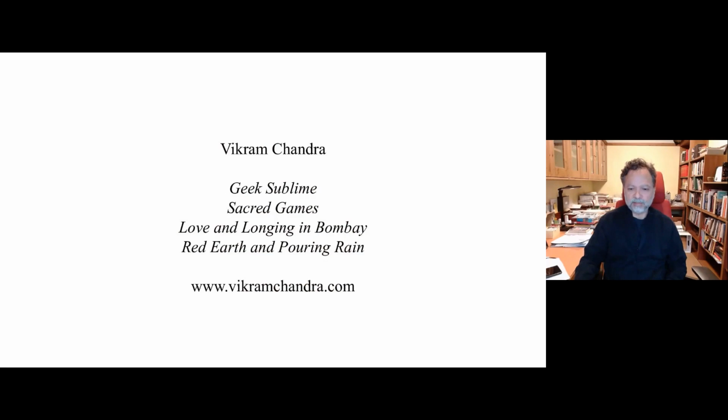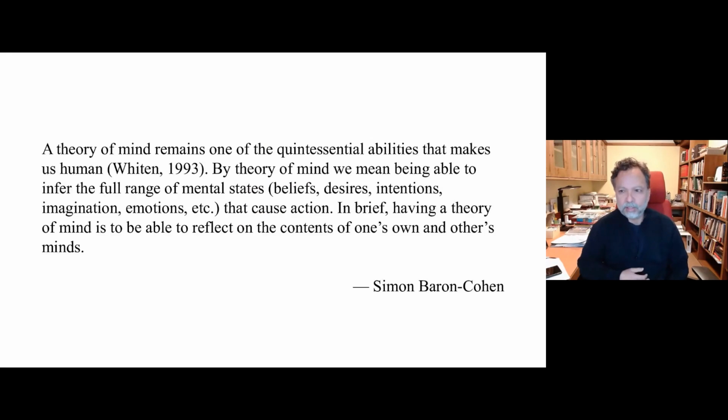And I think the explanation that most satisfies me is one based around what researchers, psychologists, scientists, neurologists have called theory of mind. And a theory of mind is not, in this case, a formal theory which has a proposition that needs to be proved, etc. What they're talking about is, as Simon Baron-Cohen puts it here, by theory of mind, we mean being able to infer the full range of mental states that cause action, right?